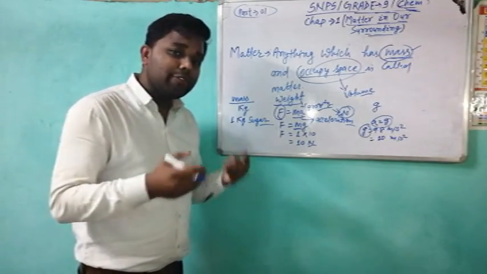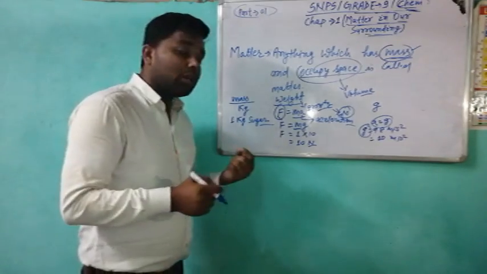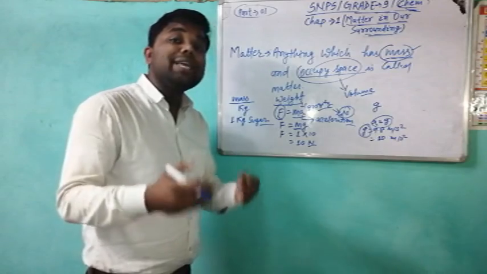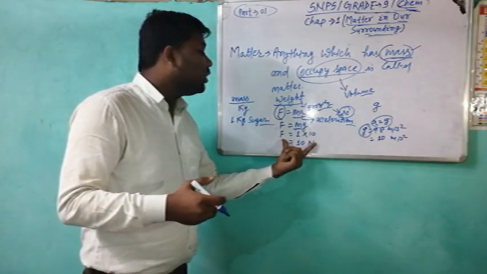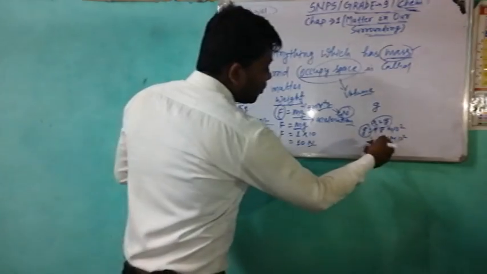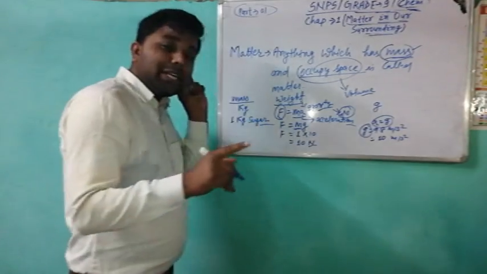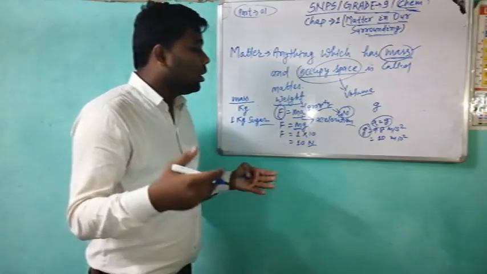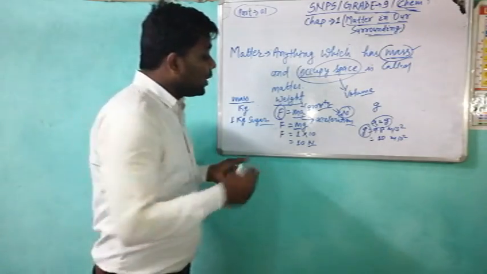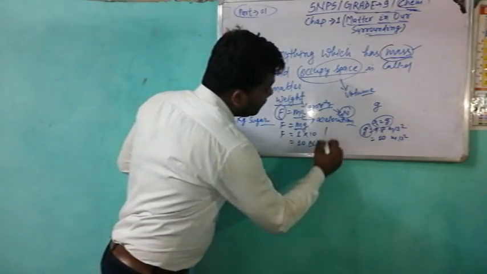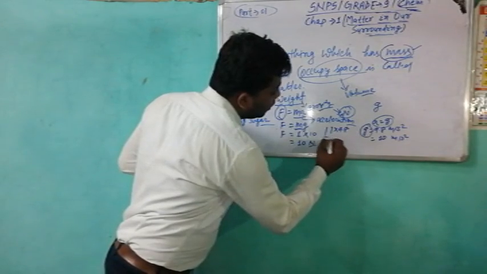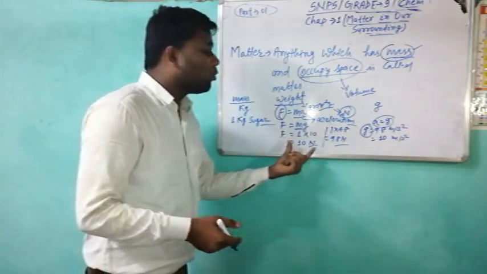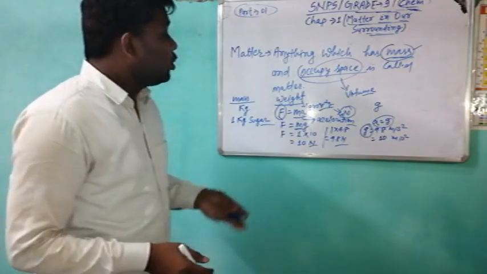This is very different: the mass of 1 kg of sugar is 1 kg, but the weight of 1 kg of sugar is 10 Newton. Using 9.8, we can also say that 1 into 9.8 is equal to 9.8 Newton. We can take the approximate value of 9.8 as 10.